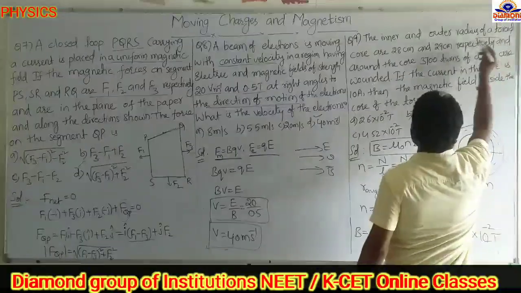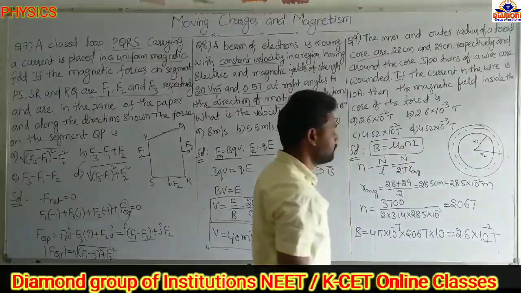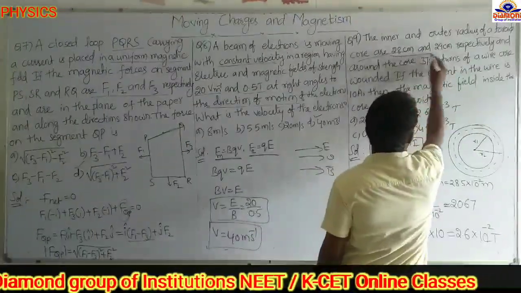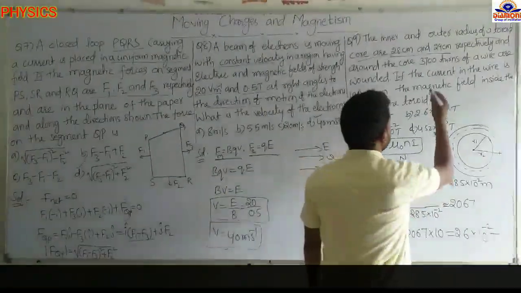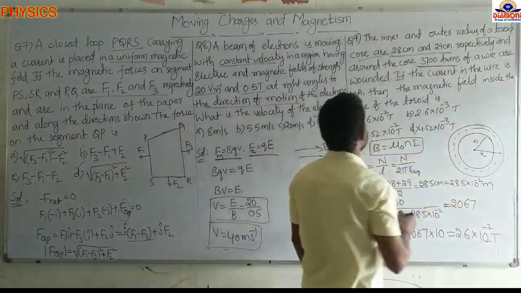Toroid is given. Toroid core inner and outer radii are 28 cm and 29 cm respectively. And the number of turns is also given, 3700 turns of wire are wound.